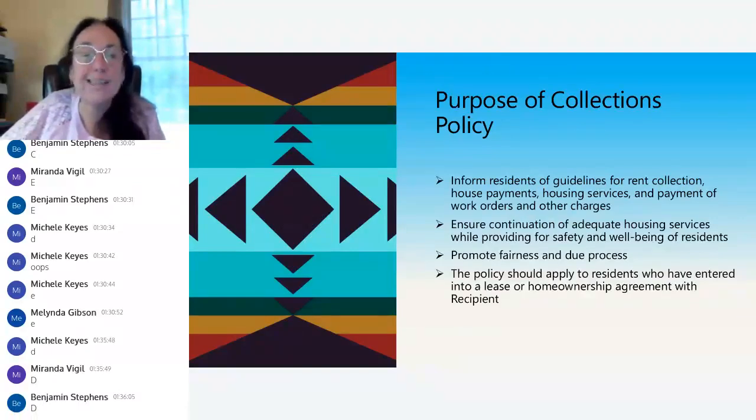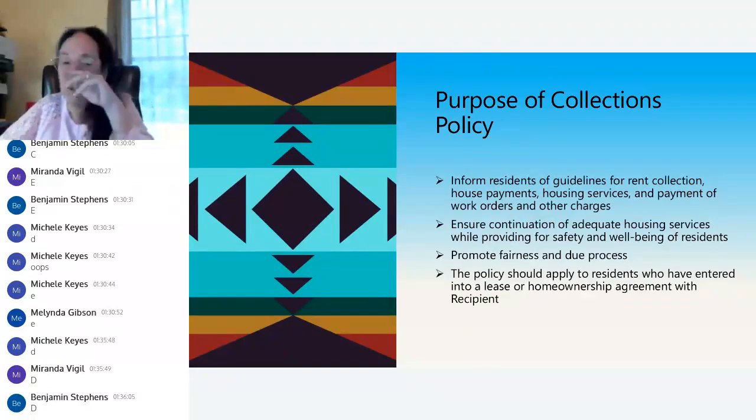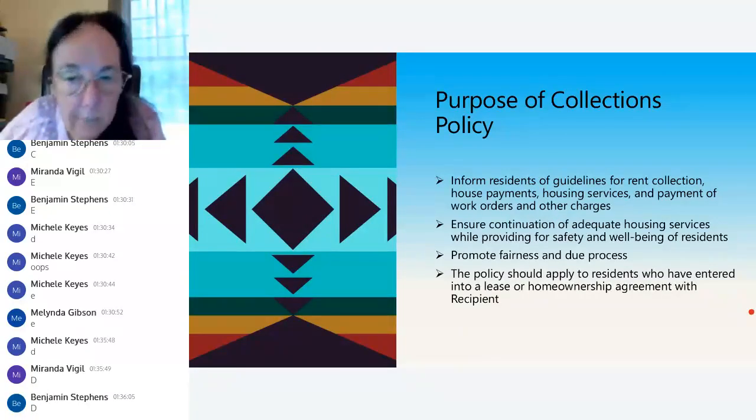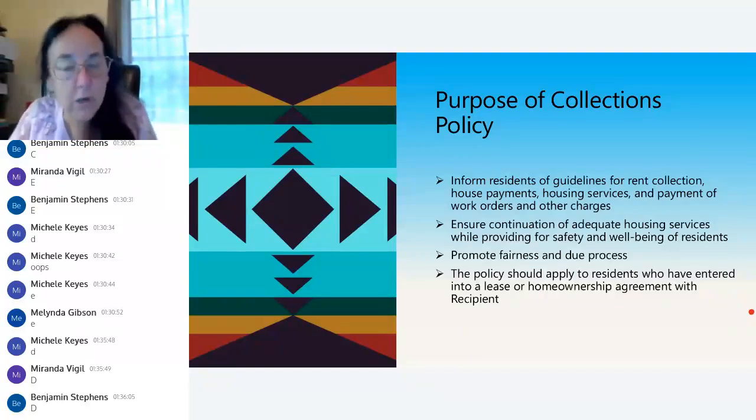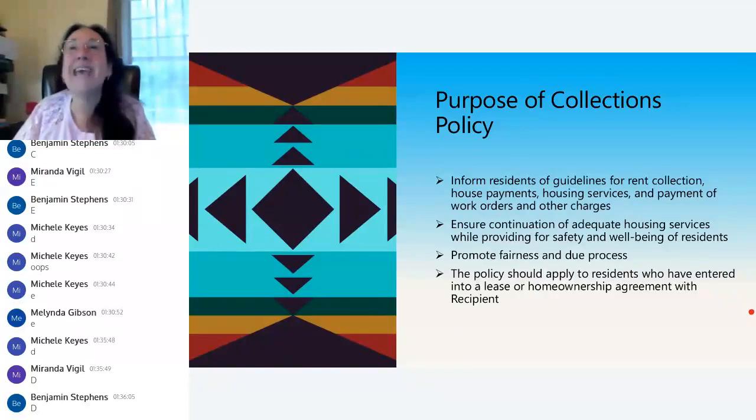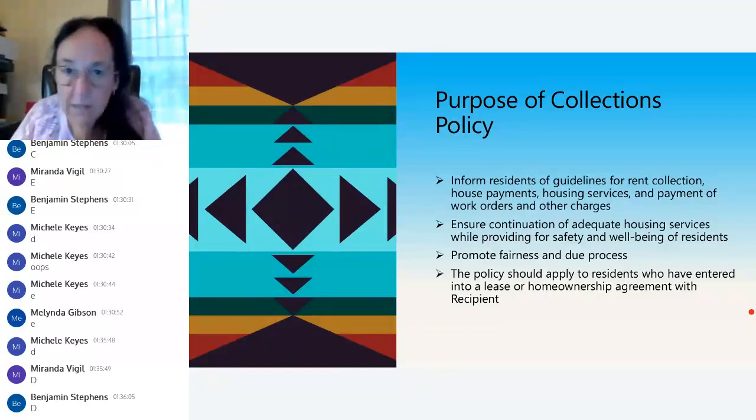So your collections, the purposes of your collections policy, and I've been going on that one all week long, inform your residents of your guidelines for rent collection, house payments, housing services, payment of work orders, and other charges. Make it as easy as it can be for you. I know of places that have drive-through where you can pay the rent, and they don't have to even come into the housing authority. We have or had a drop box, cameras on the drop box, envelopes there.